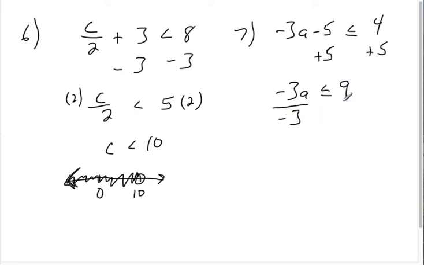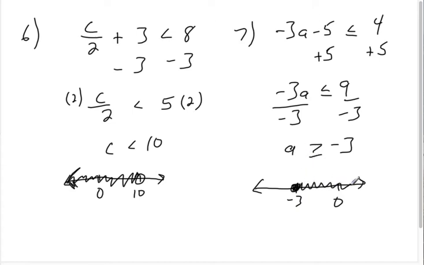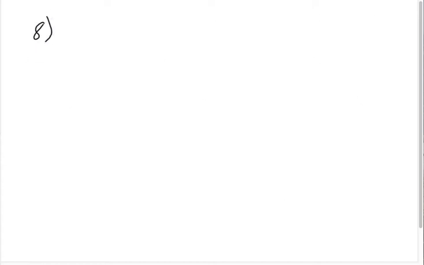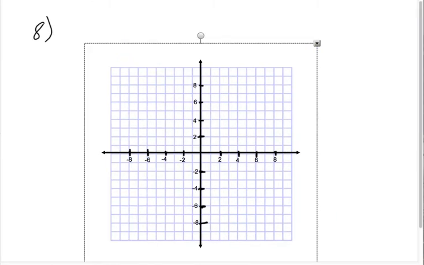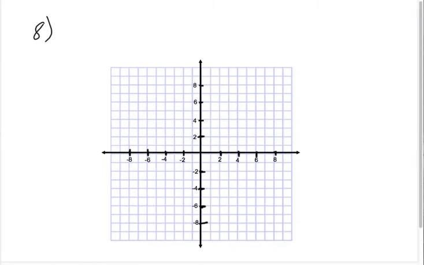Number 7, we got negative 3a minus 5 less than or equal to 4. So I'm going to add 5 first, because dividing by 3 would give me a bunch of fractions, which, if we have to deal with it, we can. If we don't have to, then why do it, right? Now we're going to divide by negative 3, which is going to change the direction of the inequality sign. Graph it. We have a negative 3, we get a 0. This is a filled in circle because it's greater than or equal to, and greater than is to the right. We're moving along to number 8.